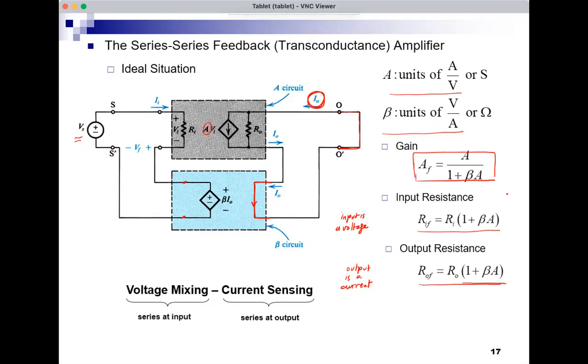So again, feedback is improving both the input resistance and the output resistance. For this particular case of transconductance amplifier, the improvement is by making them larger. So that's the situation with the transconductance amplifier, where the input is a voltage and output is a current.